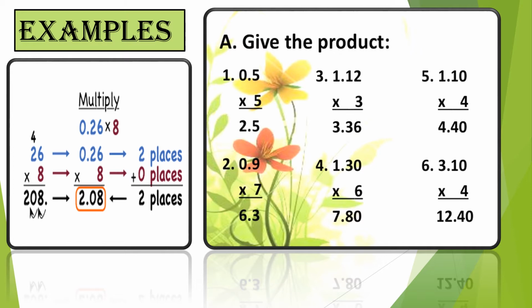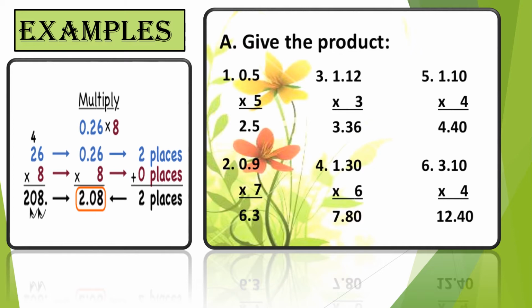Similarly, one more example, 1.30 into 6. So you just multiply the numbers. So 6 zeros are 0, 6 threes are 18, 8 carry 1, 6 ones are 6 and carry 1, 7. So 780 on multiplying, but you can see here the decimal is after two places. So in the answer also you will put the decimal after two places. So the answer is 7.80.